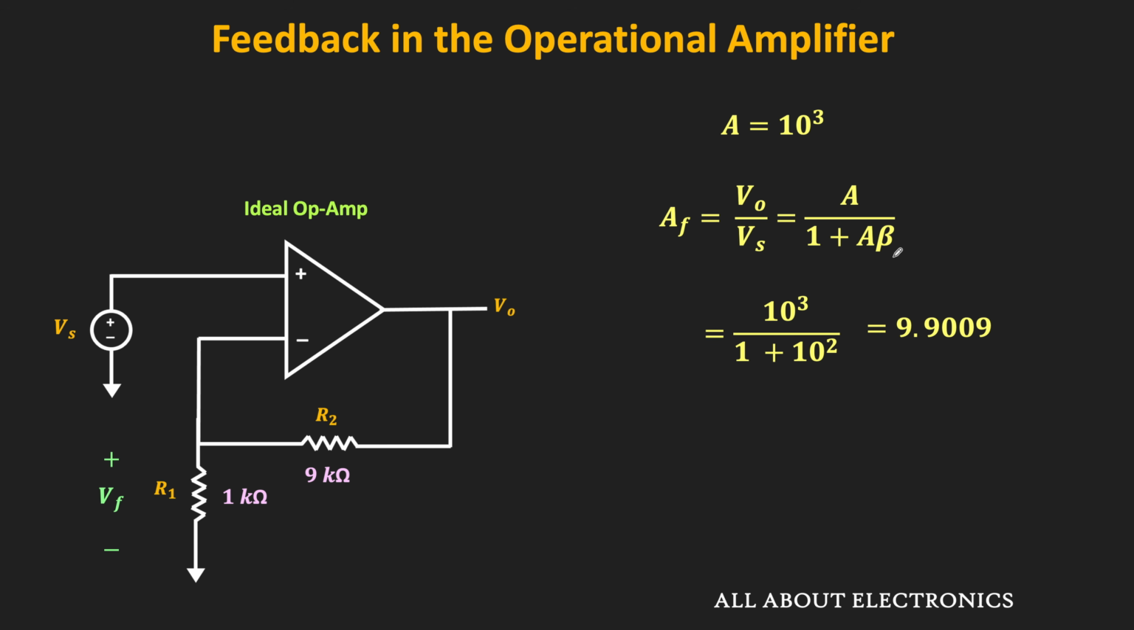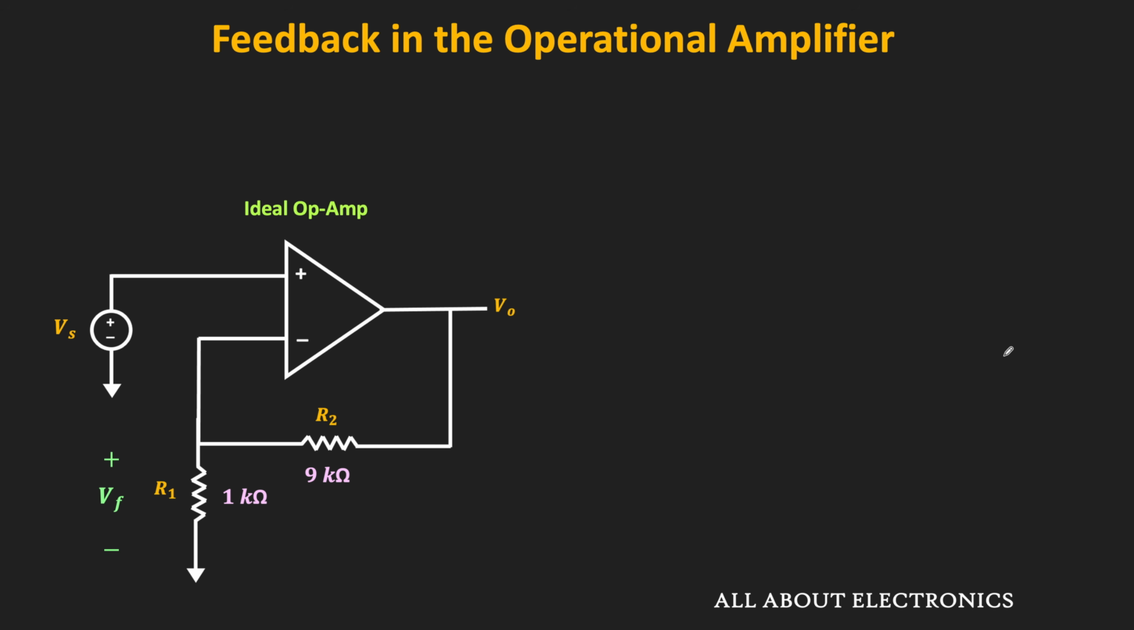So as you can see, for the given op-amp circuit with the given resistor values, the actual gain that we are getting is equal to 9.9. But in this case also, this Aβ is still much greater than 1. So this closed loop gain of the op-amp is very close to 10. But suppose the loop gain is even lesser, then the actual closed loop gain of the op-amp will be a little off from the approximation.